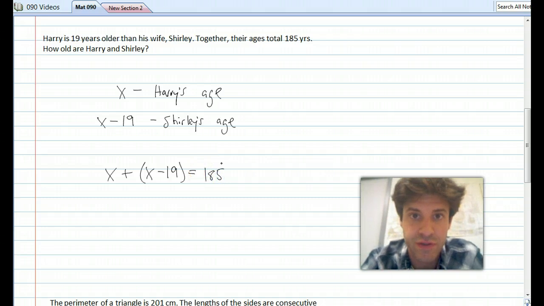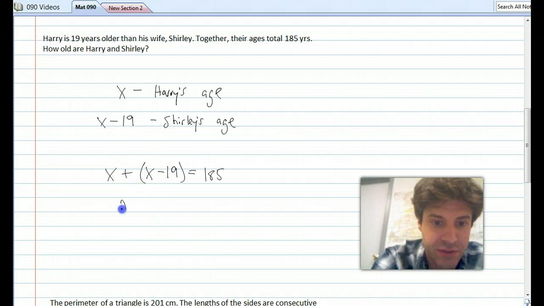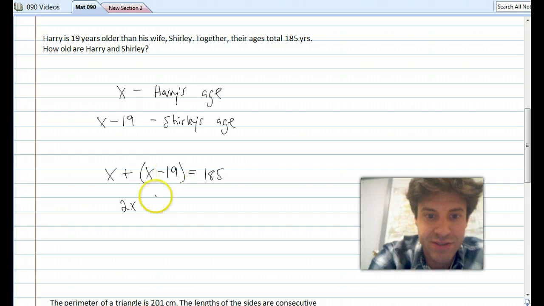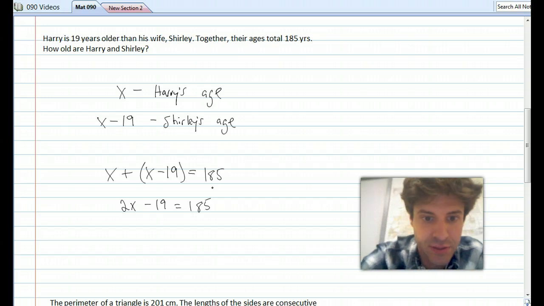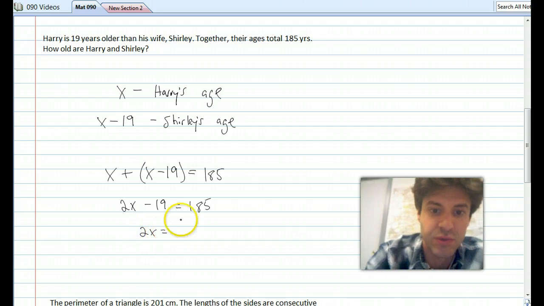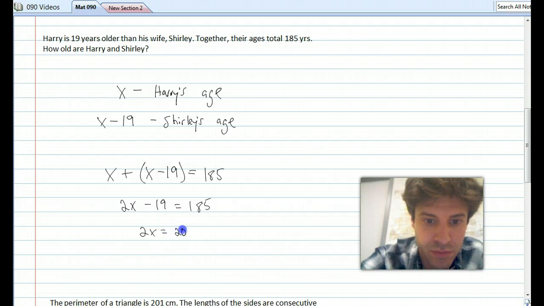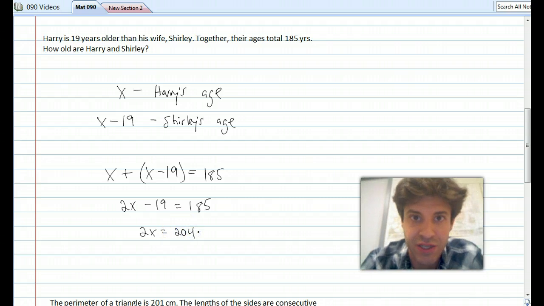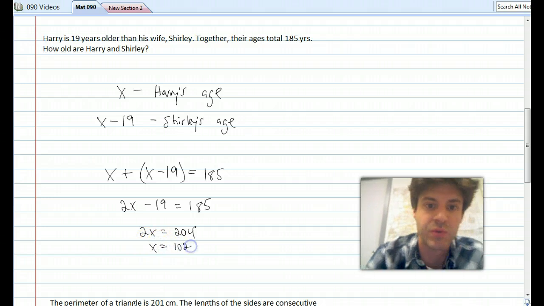We have ourselves another fairly simple algebra problem. x plus x is going to give us 2x. And then minus 19 is just going to stay there. Equals 185. We can solve this the way that we've been solving problems for the last week. Add 19 to both sides. So you're going to get 2x equals, what's 185 plus 19? 204. Divide both sides of the equation by 2. And we get 102 years old. Harry is 102 years old.